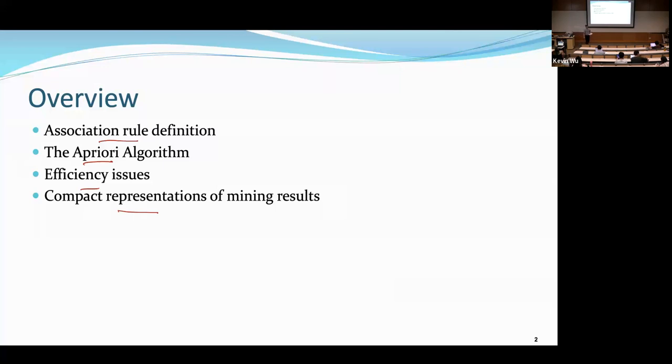Typically in an association rule mining exercise, an algorithm such as a priori will have to discover what we call frequent patterns from the data. And in a typical exercise, the algorithm would be extracting a huge amount of those frequent patterns. Sometimes the volume is too big and hard to handle. And so there are certain ways of compacting or compressing the mining results. So we'll talk about these compact representations of the mining results briefly at the end of this chapter.